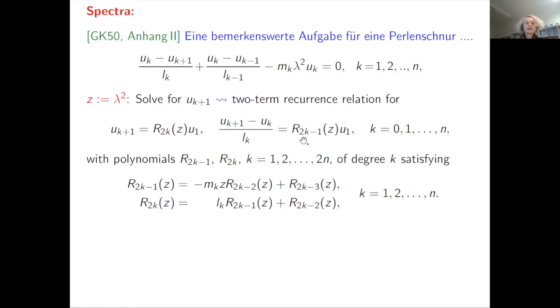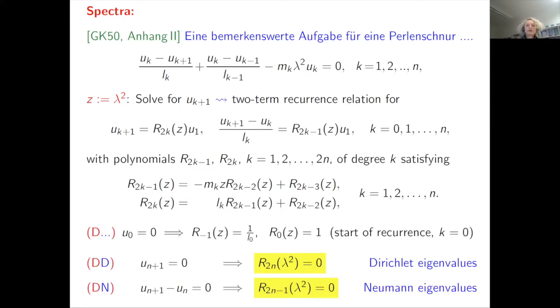And these polynomials, r_{2k} and r_{2k-1}, are polynomials of degree k, and they satisfy these recurrence relations that you can see here. So basically, each of them is expressed by the two predecessors. The difference between the two equations is that for the odd ones, you have a coefficient minus m_k z in front of the next lowest, and for the even ones, you have the length l_k without a z in the recurrence relation.